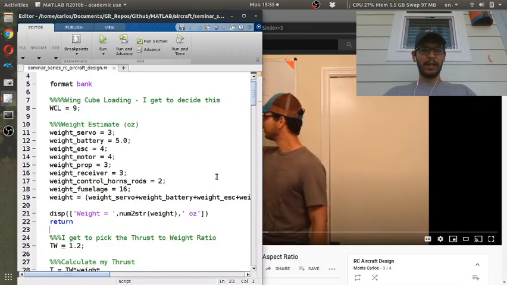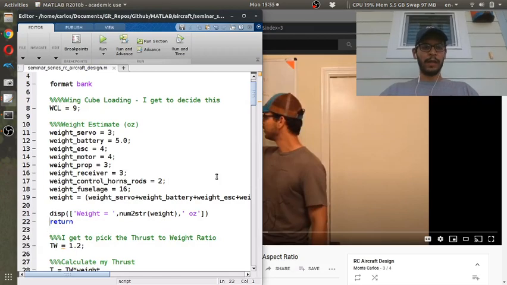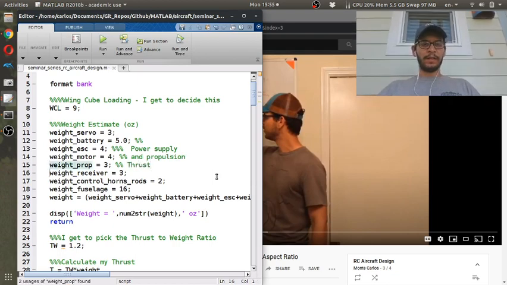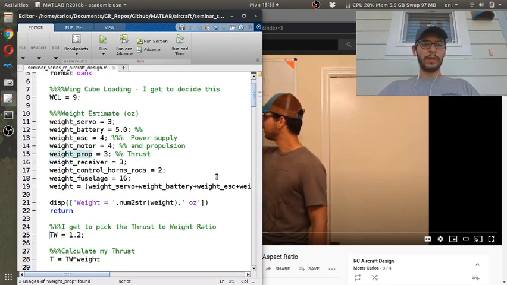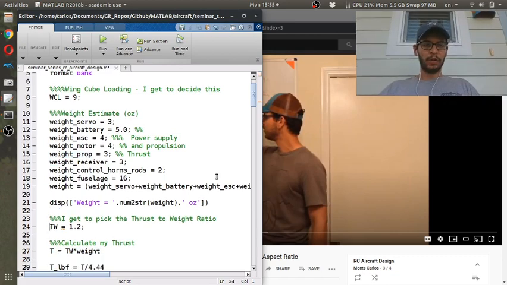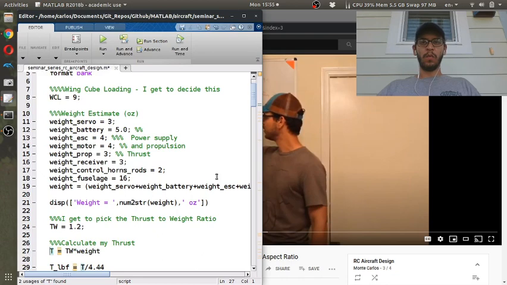Once you have a weight estimate, you need to decide what sort of thrust to weight ratio you want. Now when you pick your motor and your prop and your battery and your ESC, this is like your power supply and propulsion system, and that dictates how much thrust you're going to get. And so based on all of these things, you can know what your thrust is. It's possible you can say, I want to pick my thrust to weight ratio and then multiply that by your weight to get thrust. But it really depends on the way you look at it.